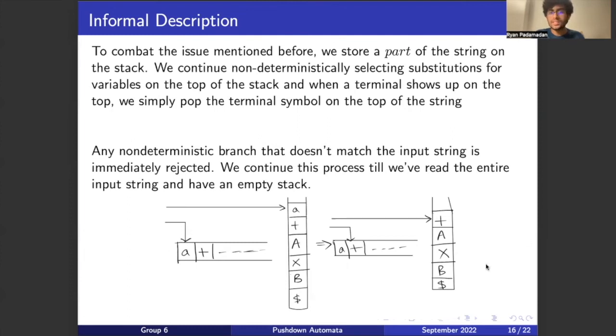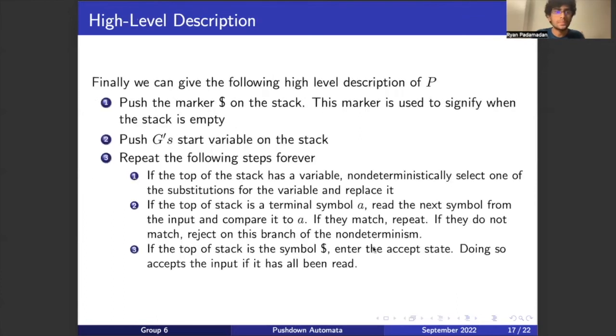So this diagram should explain it. We initially have A as an input symbol, and we have A on the top of the stack. Then we match them. So we pop A and move to the next symbol. And so now we have the plus and plus on the top of the stack as input symbol. And now we repeat this process. And if there's a variable on top, we go through a substitution.